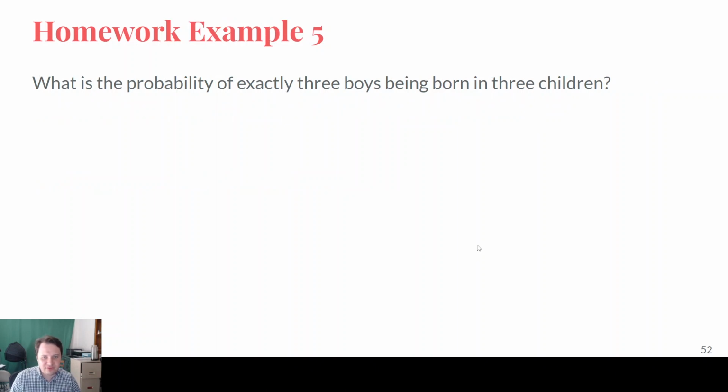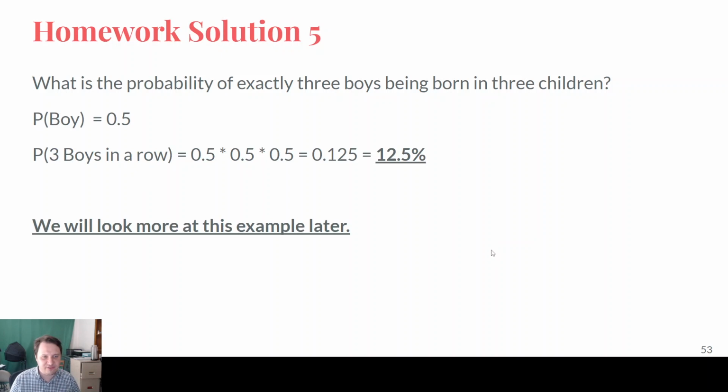What is the probability of exactly 3 boys being born in 3 children? This problem is very similar to the 4 girls one. Again, we'll assume that it's 50-50 for the probability of a boy. And so the probability of 3 in a row, because these are independent events and there's one after the other, we need to multiply them together. So it's a half times a half times a half, which is 1/8 or 0.125. So the probability of 3 boys is 12.5%. And as I mentioned, we'll talk more about compound events in a minute.